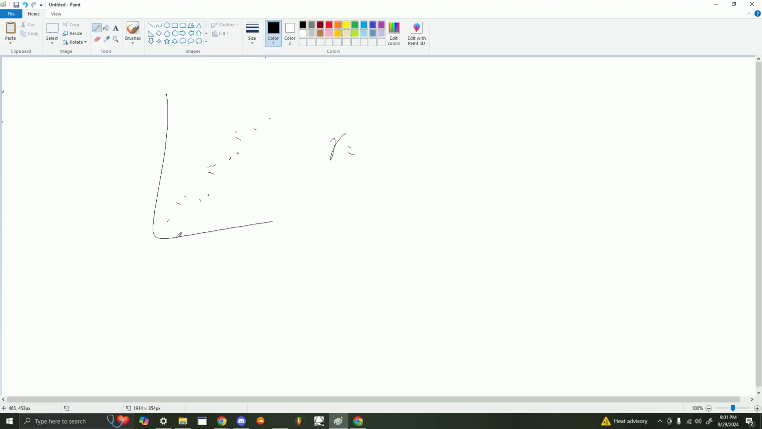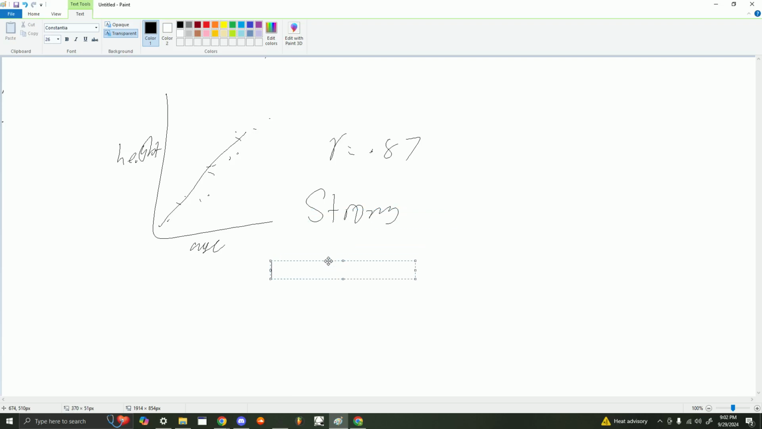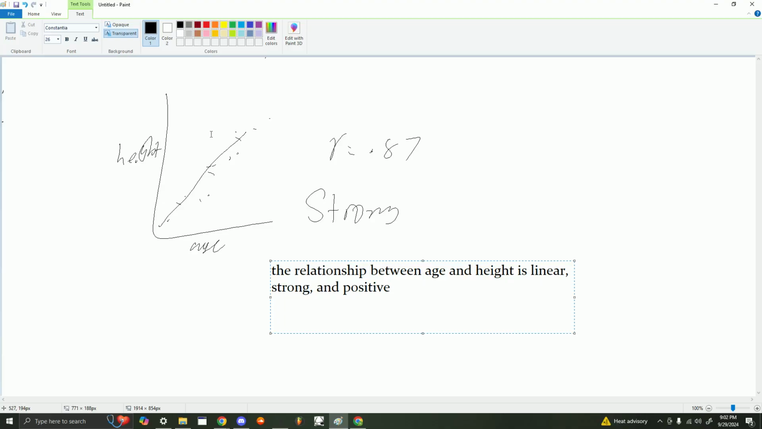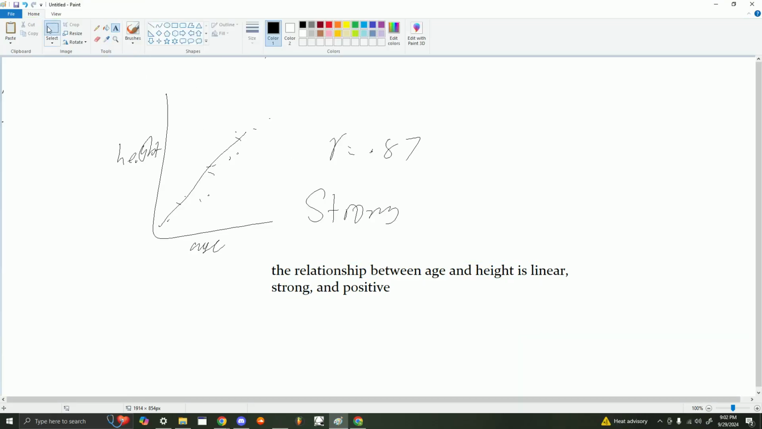R equals, we'll say that's like 0.87. We'll say this is pretty strong. Wait, let me go back to my example, age and height. Okay, let me type this one out this time. The relationship between age and height is linear, strong, and positive. Wait, let me do this in the order you're taught. Linear, strong, and positive. Okay, I think we're good on that one. Everyone knows how to do that.